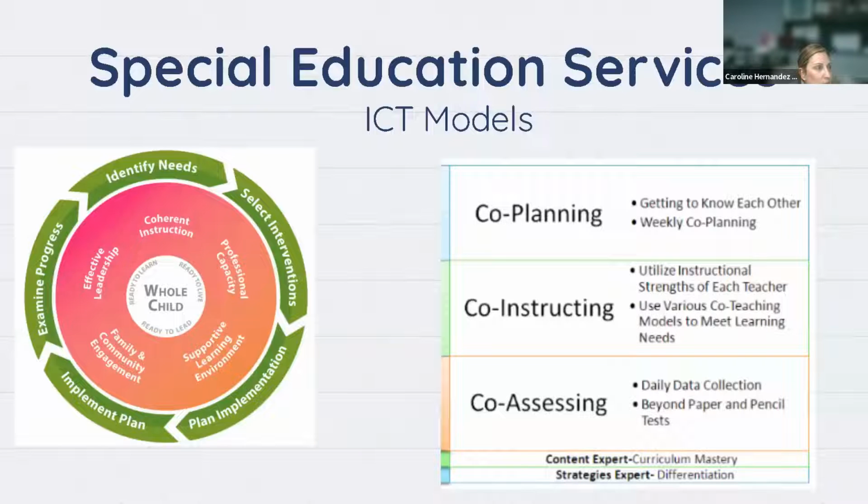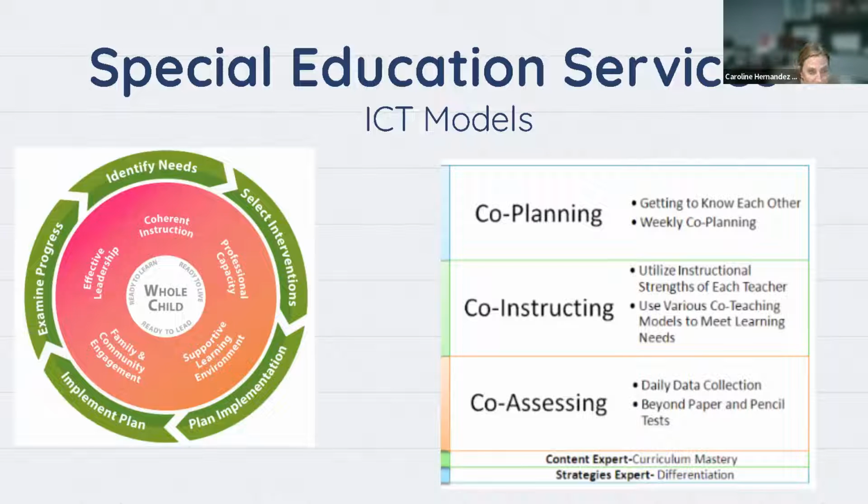When we're looking at the continuum of special education services, another support service model that you might see is ICT, or integrated co-teaching. And that is where there are 2 teachers. One is a special education certified teacher that we typically call a strategies expert, and one is a content area expert that has mastered the curriculum and is the curriculum expert for that content area. So it could be a social studies teacher and a special education teacher. And these 2 teachers engage in co-planning, co-instructing, and co-assessing for their students. And there's multiple different models of what instruction might look like in a co-teaching setting.